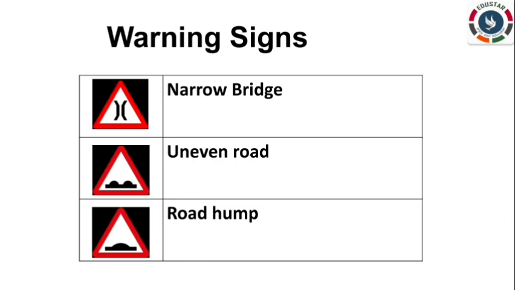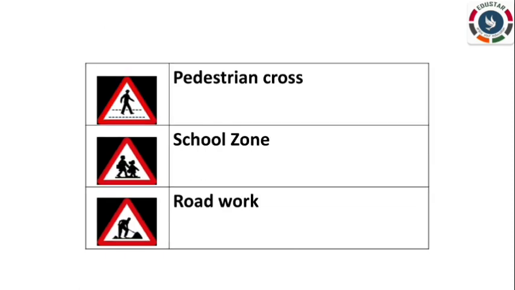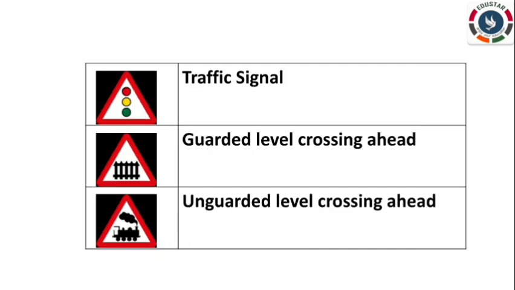Look at the first one. This symbol indicates narrow bridge. Next one indicates uneven road. The next symbol is road hump. Next one, pedestrian crossing. Next symbol indicates school zone. Next symbol, road work. The next one, traffic signal. Already we know that. Next one, guarded level crossing ahead, unguarded level crossing ahead.